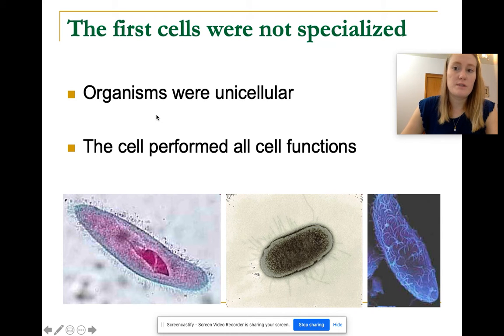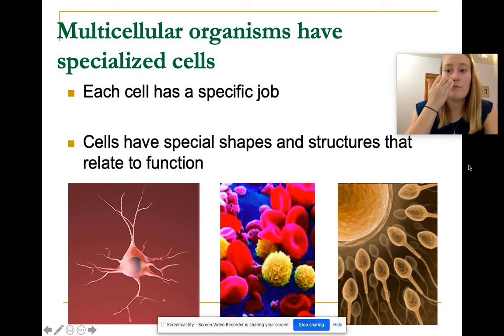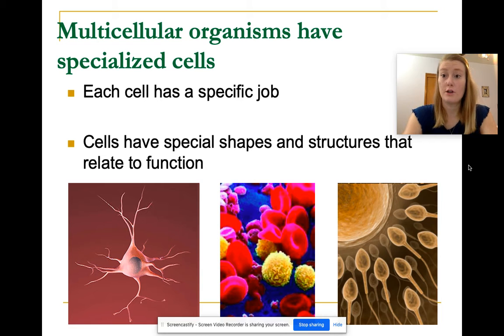The first cells were not specialized, so they weren't anything special or anything different. So the first organisms were one-celled organisms, and those cells performed all the functions they needed to survive. Now we have multicellular organisms. Multicellular organisms are plants and animals, and yes, humans are animals. We have specialized cells, which means that we have different types of cells in our body that have different functions.